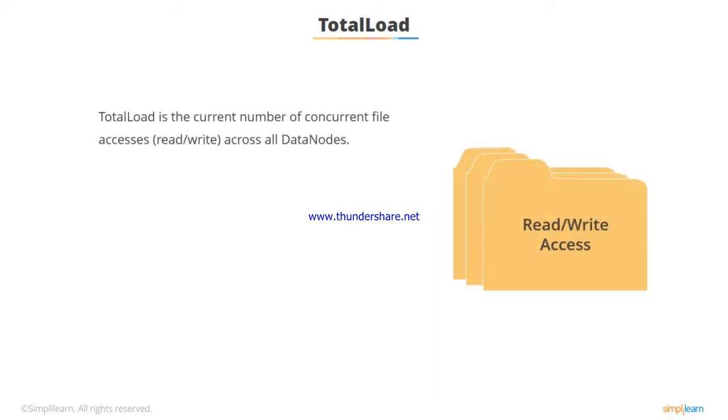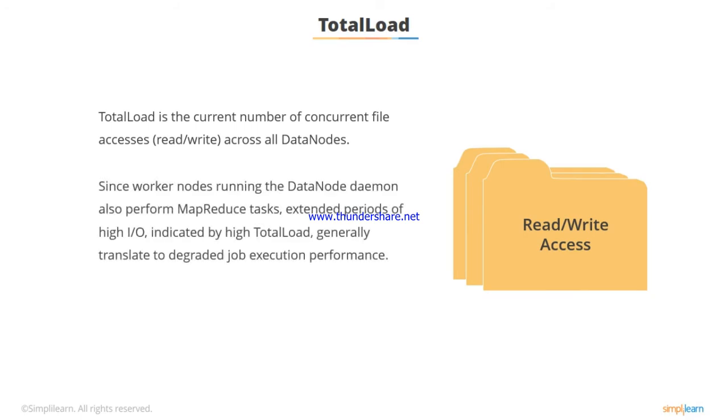Total load is the current number of concurrent file accesses, read and write, across all data nodes. This metric is not usually indicative of a problem, though it can illuminate issues related to job execution. Since worker nodes running the data node daemon also perform MapReduce tasks, extended periods of high I/O indicated by high total load generally translate to degraded job execution performance. Tracking total load over time can help get to the bottom of job performance issues.